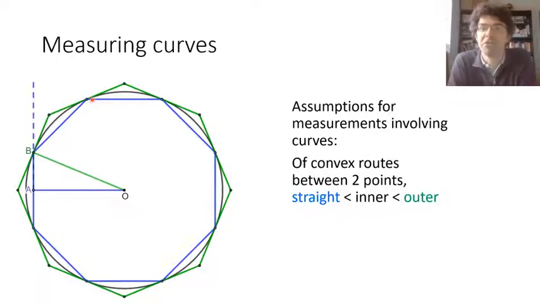The shortest route is the straight line, so the side of the inner octagon. Then the circular arc is always between the outer octagon and that straight line. It never goes outside of the outer octagon. And both the curve and the outer octagon are convex shapes.